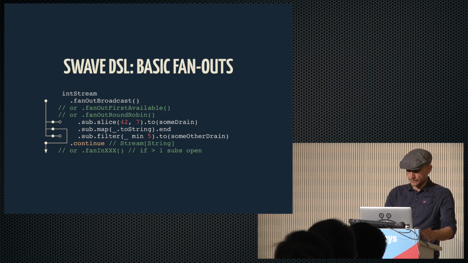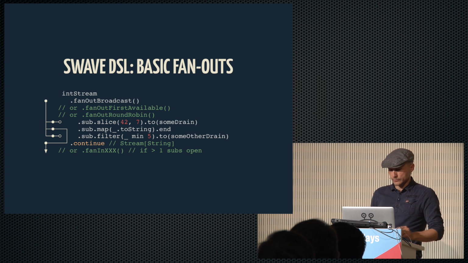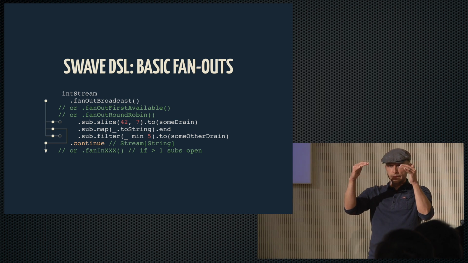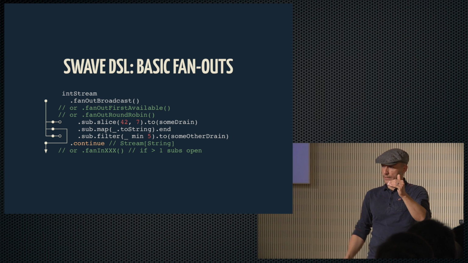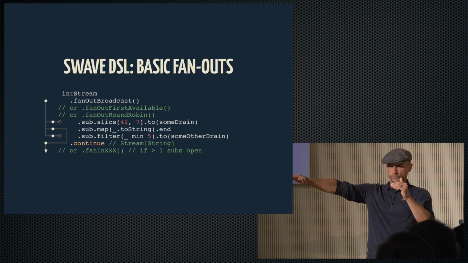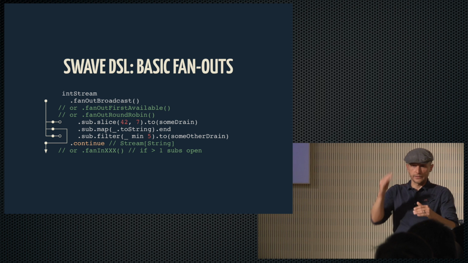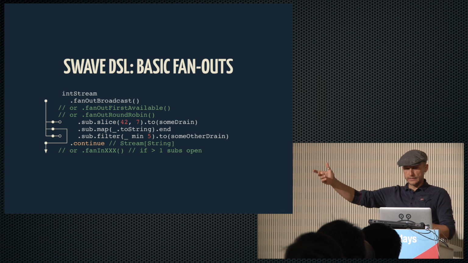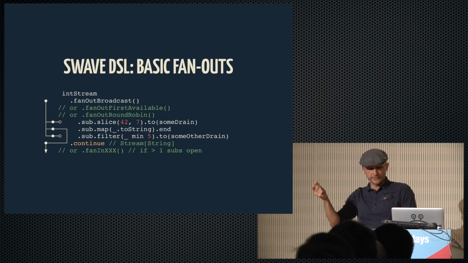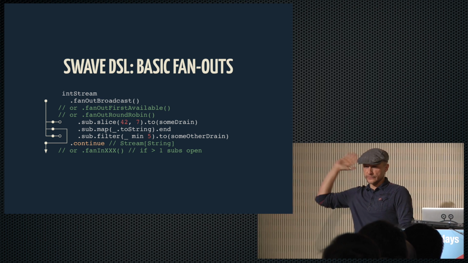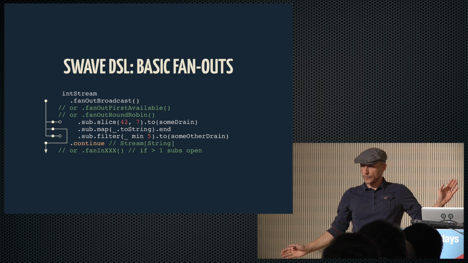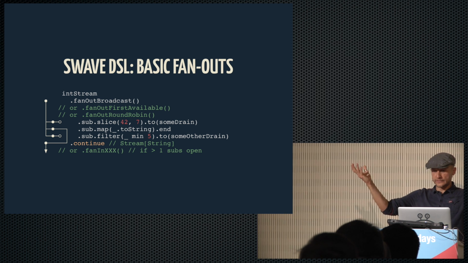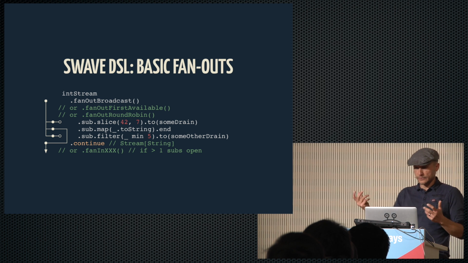Fan-out might seem initially a bit more difficult. So if you have a fan-out, you call fan-out broadcast. And that gives you the ability to say .sub, and that attaches a substream, so one of the branches underneath. And then you can just continue writing whatever you would want to write on that sub-branch. And then in the end, you have two possibilities. You can either say to drain, which sinks this stream away to somewhere, or you can leave it open by just saying .end. If you leave it open, it will just stay open. And there are several ways to deal with those open streams.